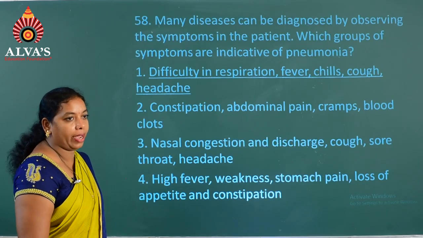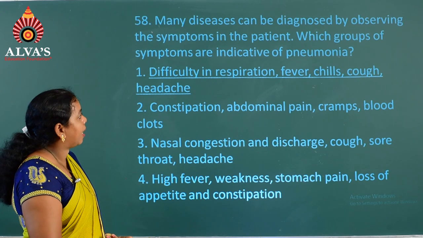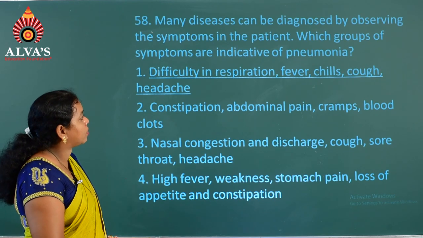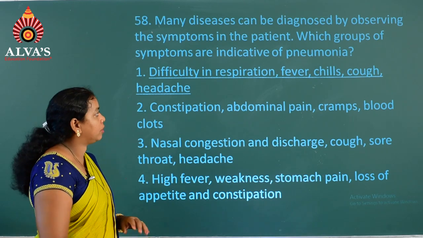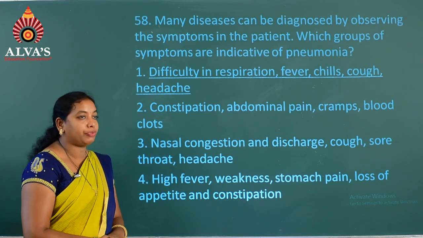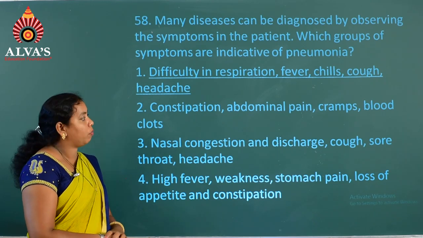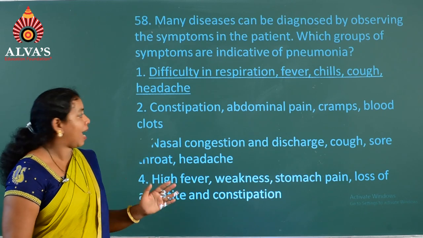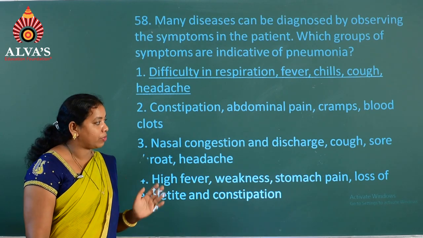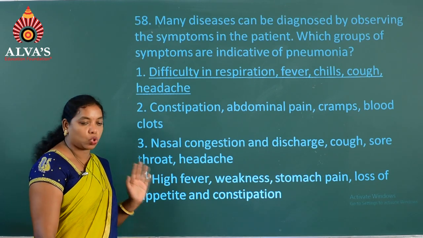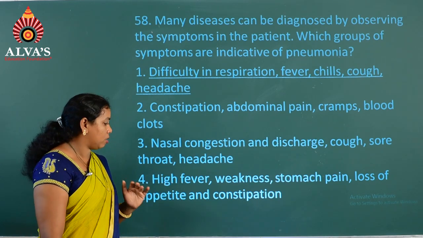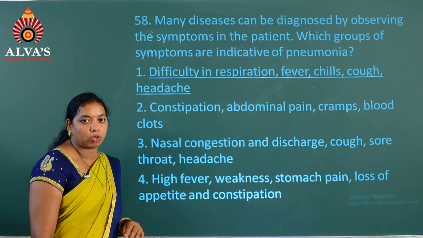Question number 58. Many diseases can be diagnosed by observing the symptoms in the patient. Which group of symptoms is indicative of pneumonia? First option, difficulty in respiration, fever, chillness, cough, headache. Second one, constipation, abdominal pain, cramps and blood clots. The third one, nasal congestion and discharge from the nasal region, cough, sore throat, headache. Fourth one, high fever, weakness, stomach pain, loss of appetite and the problem of constipation.